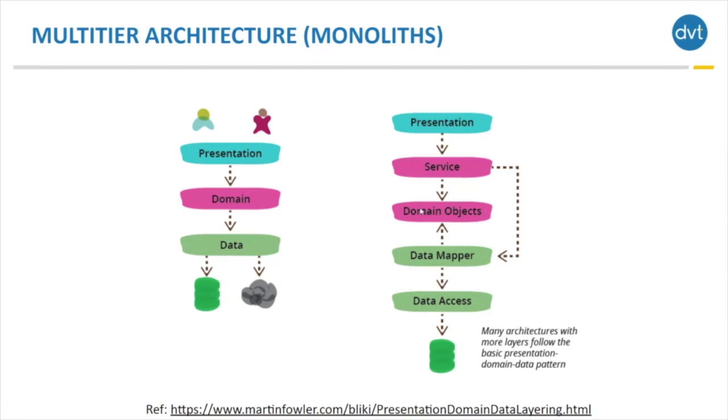On the right side, you will see that the same 3-tier can be broken down into a different structure, which can have multiple layers. It can still have a very basic presentation layer, followed by a different kind of domain data pattern, where now you have a service layer that interacts with your domain objects, but also interacts with your data mappers. Then the mappers interact with your data access layer, which in turn performs different kinds of create, read, update, delete, basically just the CRUD behavior with your databases. This can also be one representation of the multi-tier architecture or of monoliths.